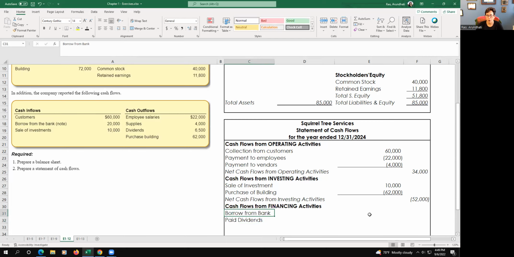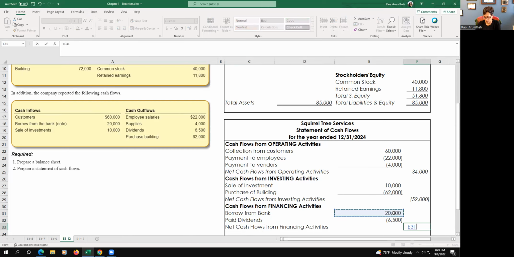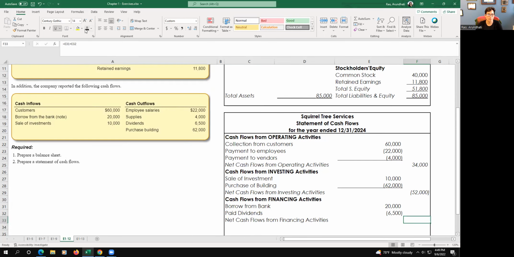So when I borrow from the bank, borrowing from the bank 20,000, it's a cash inflow. I paid dividends, it's a cash outflow, 6,500. So my net cash flows from financing activities is going to be 20,000 minus 6,500, giving me, write that down, 13,500.